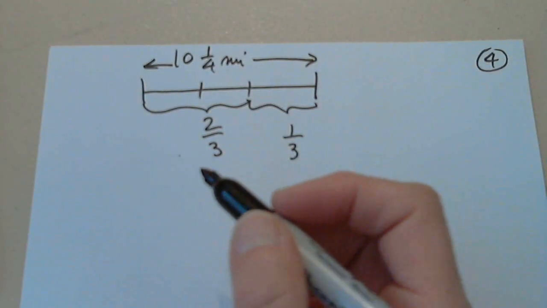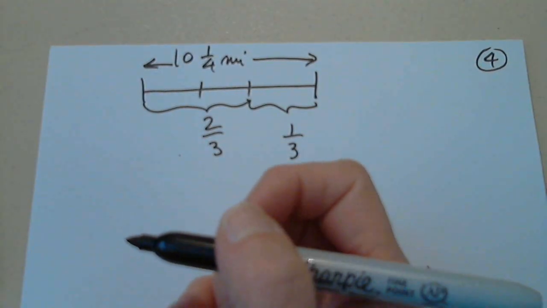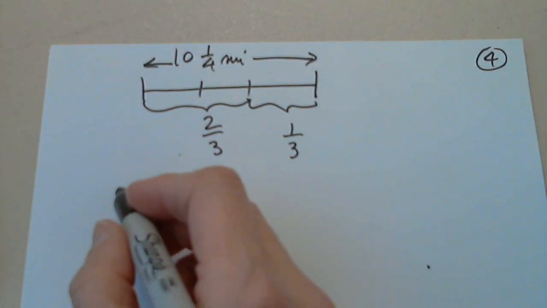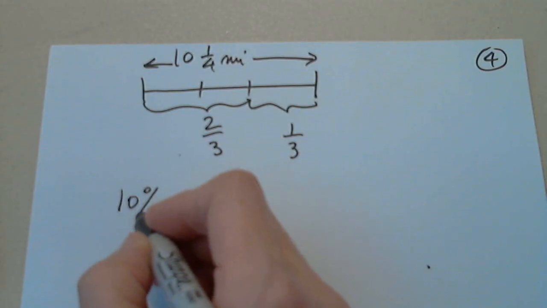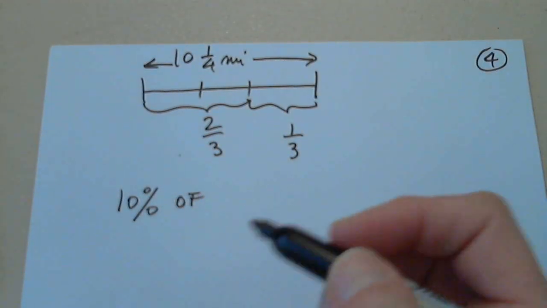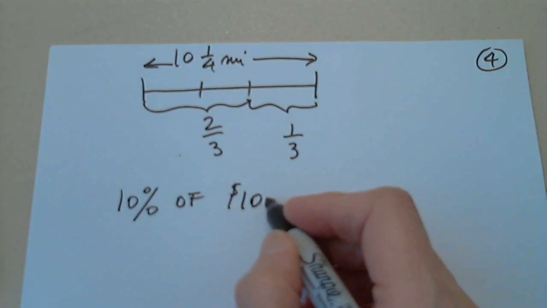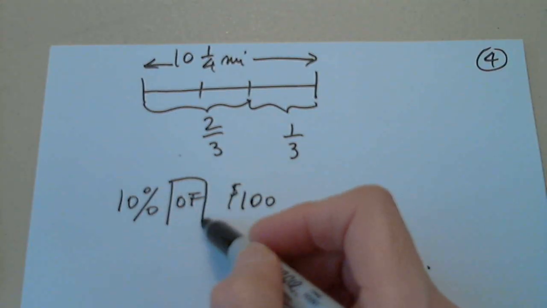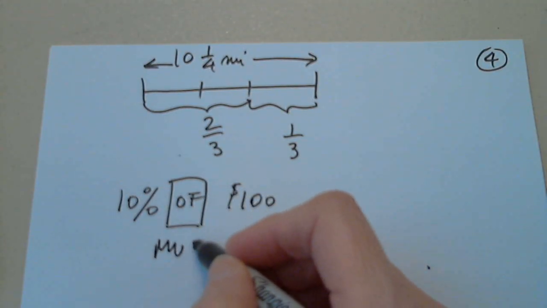So when we say I have in my pocket 10% of $100, the operation of "of" is multiplication.